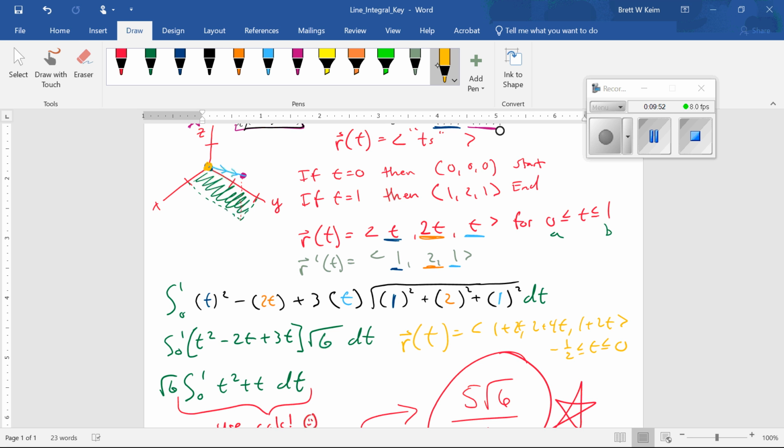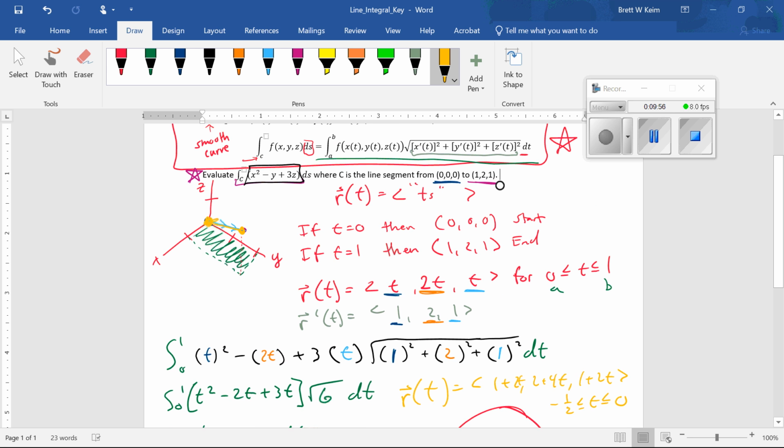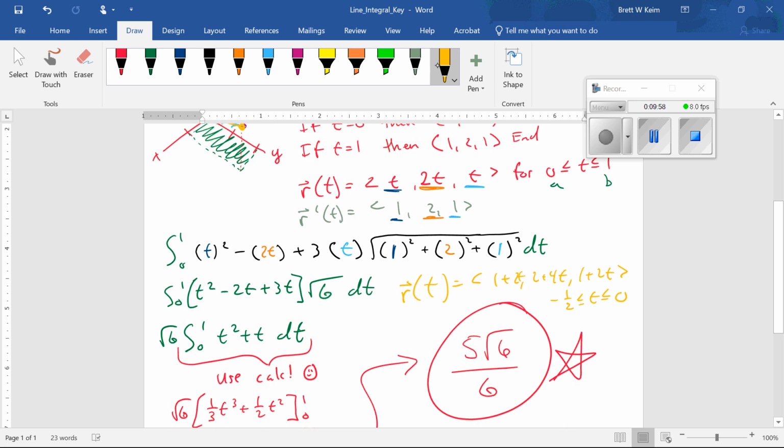Okay. And this will result in the exact same start and end positions, right? I have to start at 0, 0, 0. Here I'm going in, and then I go until that 1, 2, 1. And I would actually get the exact same 5 radical 6 over 6. Feel free to work that one out on your own and prove my point, but you can actually parameterize the line any way you want. Just make sure that you have the correct t values.